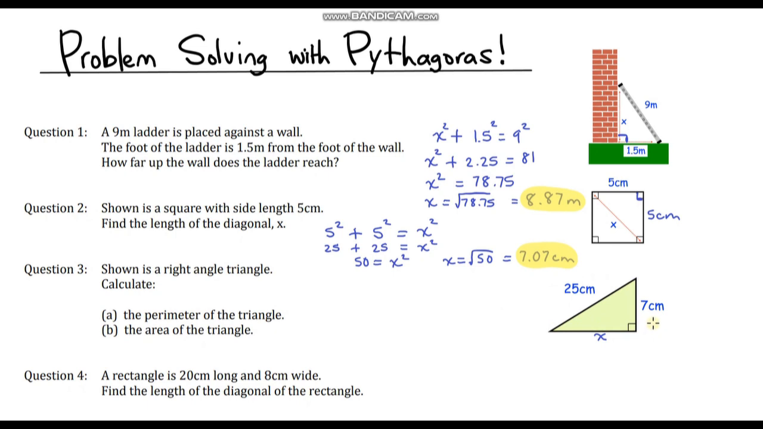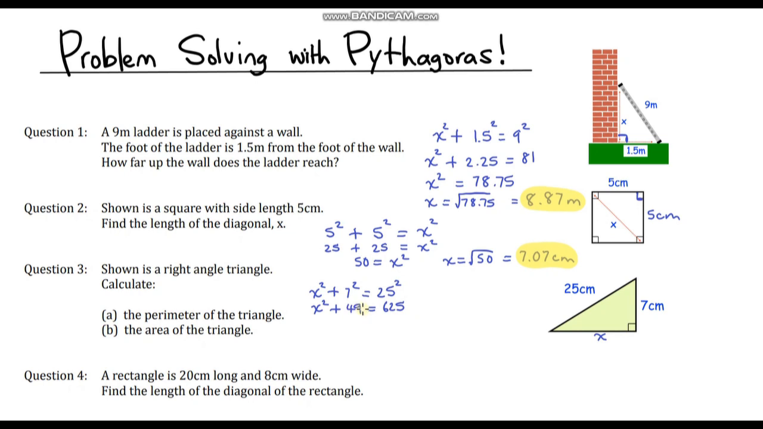So first of all, let's use Pythagoras' theorem again. So it's going to be x squared plus 7 squared, and that is going to equal 25 squared. So let's just evaluate each of these numbers here. 25 squared, I need to remember to include that. So it's going to be x squared plus 49, and 25 squared, I think that's 625, but let me just check. Yep, 625.